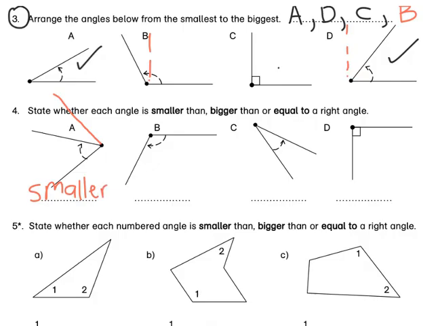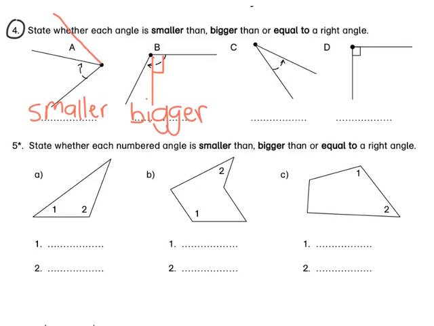For B, if this was one arm of the right angle, that would be another arm to form a right angle there. So B, you can see, moves past the right angle, so it is bigger than a right angle. Press pause to complete the rest of 4 by yourself now.